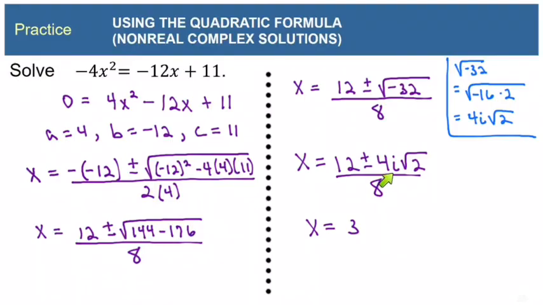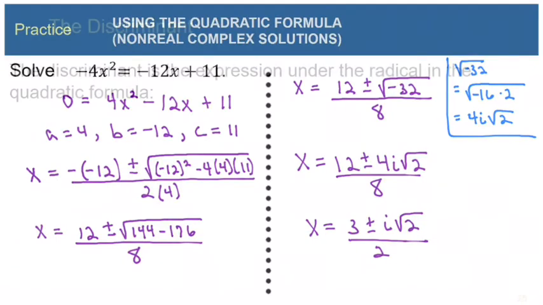4i divided by 4 is going to be 1i. And in the denominator, 8 divided by 4 is going to be 2. And that's as far as you can go with that one, because now 3 and 2 can't be divided by the same thing. So that one's finished. This is our solution for this equation.